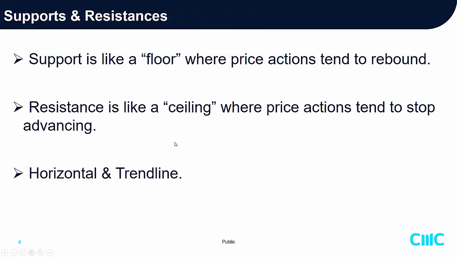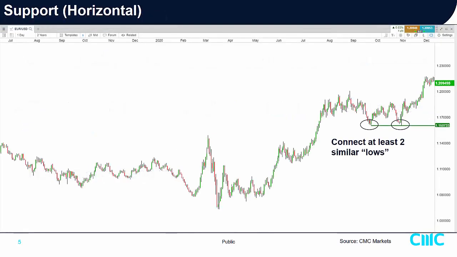Okay, so basically, what is support? Support is like a floor where price action tends to rebound, and conversely, resistance is like a ceiling where price action tends to stop advancing. Both support and resistance can be drawn as a horizontal line or a trend line. So what do we mean by a horizontal support?